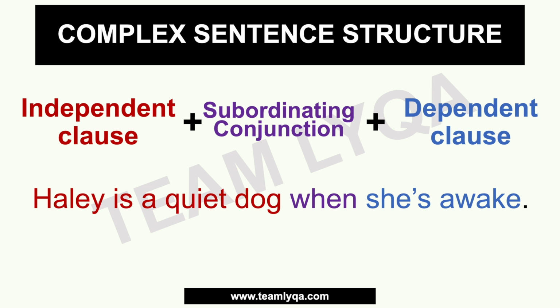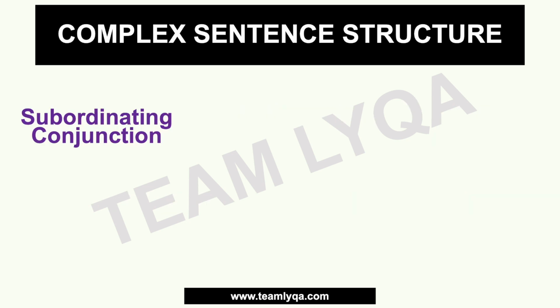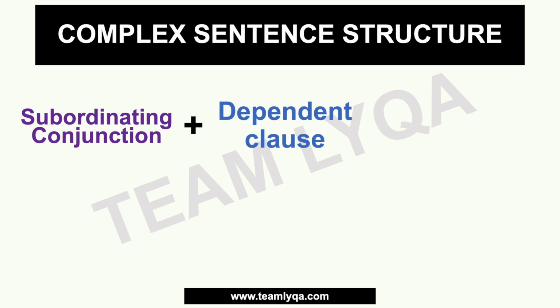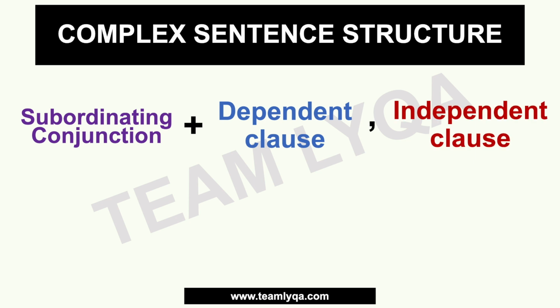Minsan kasi, hindi nauuna yung independent clause. Minsan, ang nauuna ay yung subordinating conjunction followed by the dependent clause, kasi magkakabit yung dalawang yan. Tapos, tsaka susunod yung independent clause. Now, very important for you to note na kapag ganito ang structure, meron tayong comma na nilalagay after the dependent clause. Hindi katulad nung kanina na hindi na kailangan ng punctuation, pinagdudugtong-dugtong lang talaga natin sila. Kapag inuna natin ang subordinating conjunction at dependent clause, kailangan natin lagyan ng comma bago natin ilagay yung independent clause.